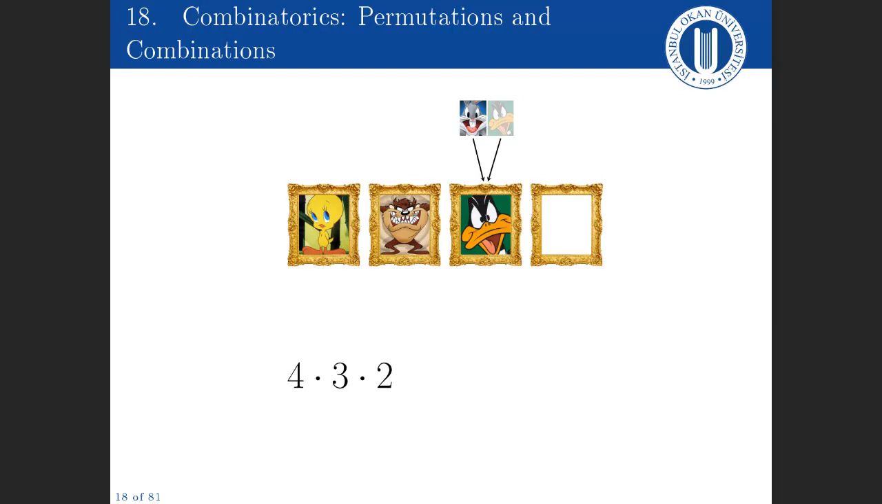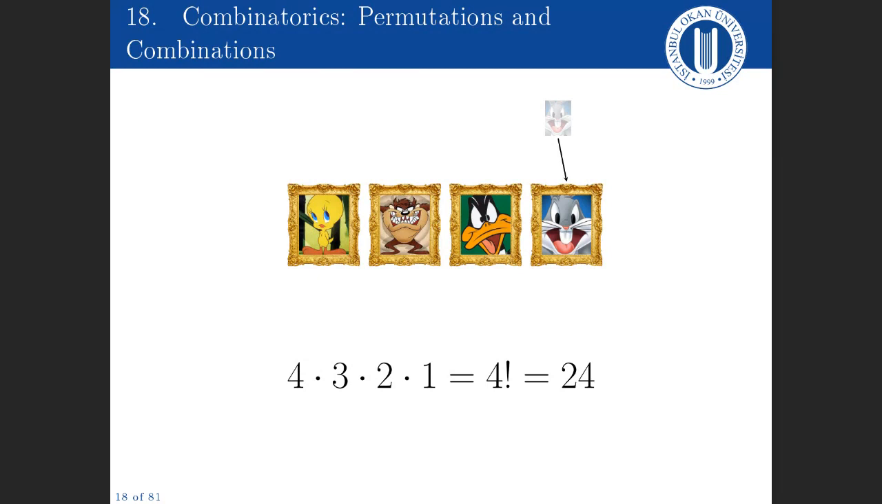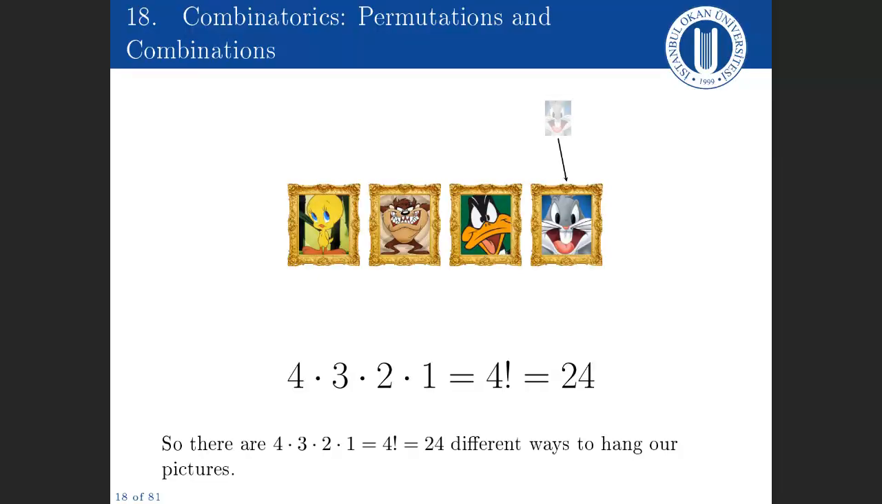After we've made that choice, we move to the next one. There's 2 pictures left. We have 2 choices for which picture to put here. Put one of them in. And then move to the last one. There's only 1 picture left, so now there's only 1 possible choice. 4 choices for the first picture frame, 3 choices for the second one, 2 for the third one, and 1 for the fourth one. Multiply these numbers together, and we find that we have 24 different ways to hang our pictures on the wall.